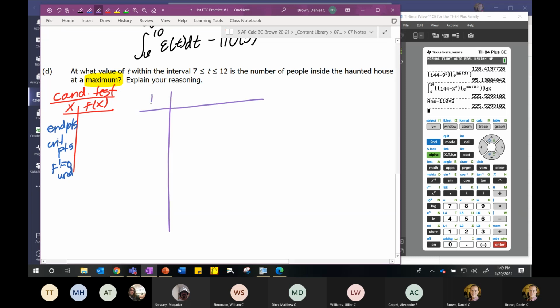I'm going to use a t for that because we want to find the time that this maximum is going to occur at. I'm going to have my endpoints on that, so starting at 7 and ending at 12. What's the other column? It is kind of like the original function, but what are we trying to find the maximum of? We are trying to find the maximum number of people.